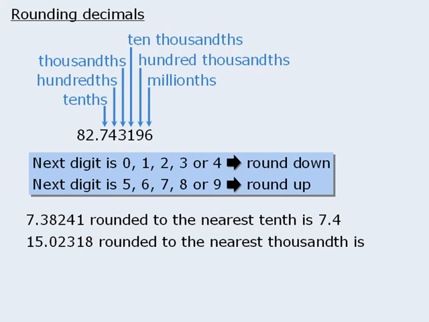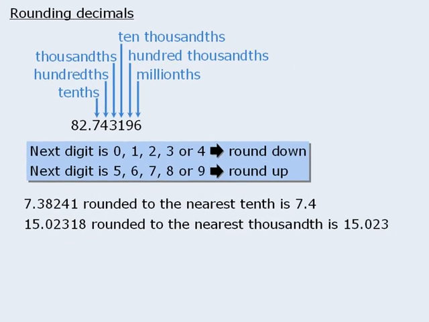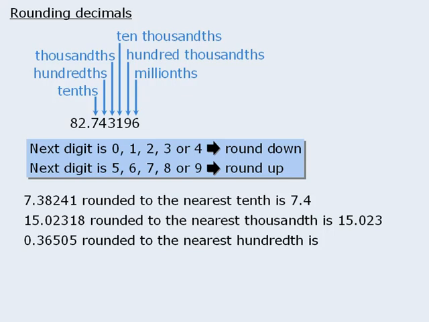Similarly, if we want to take this number and round it to the nearest thousandth, we first locate the digit in the thousandth position and then examine the digit to the right of it. Since this digit is a 1, we must round our number down to 15.023. Okay, let's try one more.